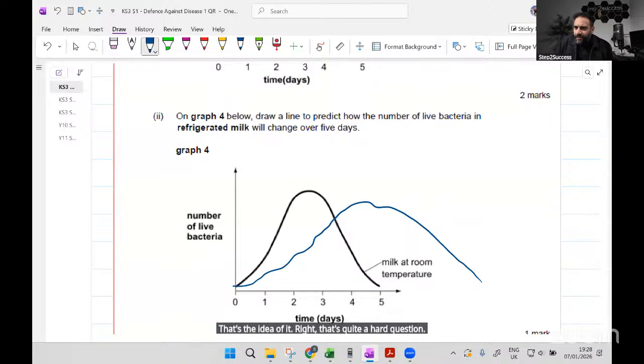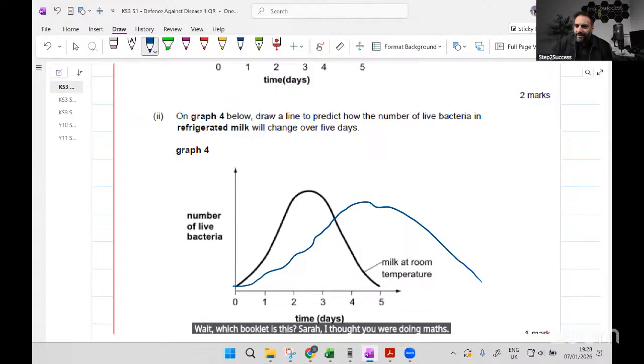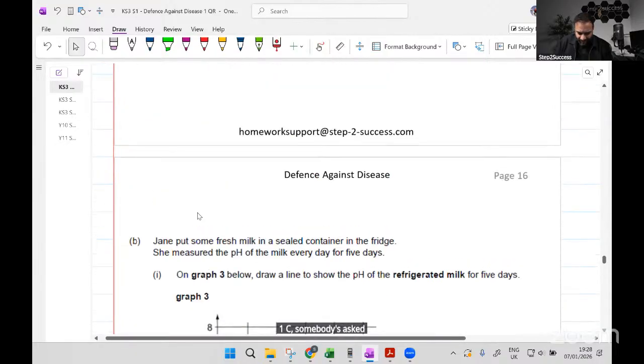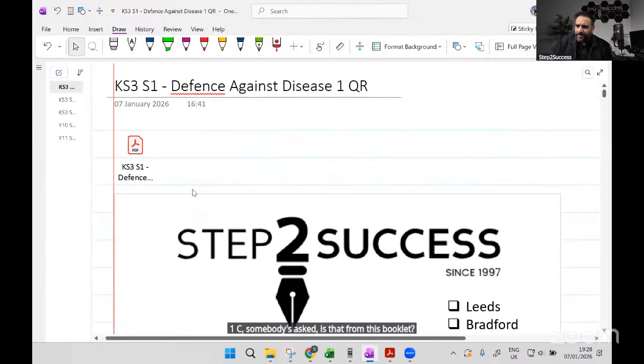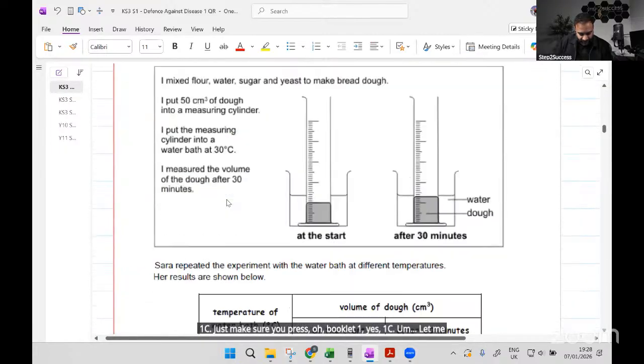Let me move on to any other questions that have been asked from other booklets. An STD. I wasn't on my lesson and I've seen it in my notes. A sexually transmitted disease is an STD. Wait, which booklet is this? Sarah, I thought you were doing maths. 1C, somebody's asked. Is that from this booklet? 1C. Just make sure you specify. Oh, booklet one. Yes, 1C. Let me just do that one first quickly.